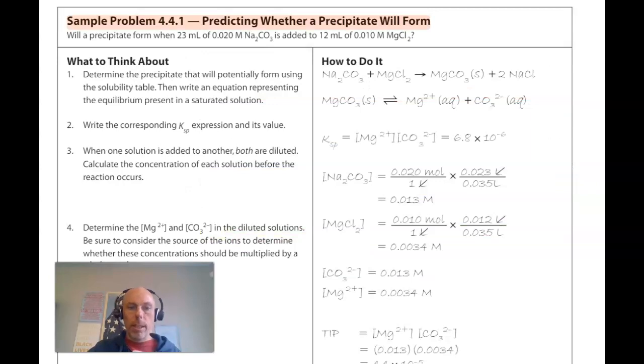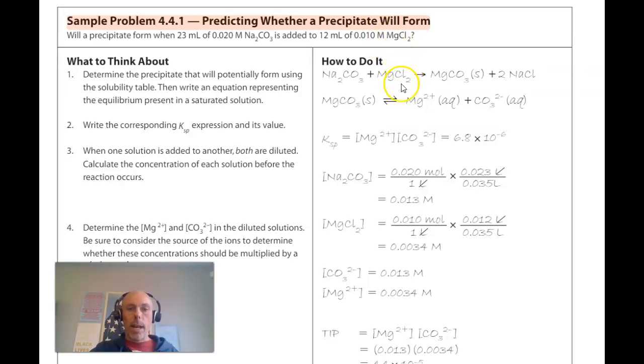So I flipped the page, looking at sample problem 4.4.1 here. The question reads, will a precipitate form when 23 milliliters of a 0.02 molar sodium carbonate solution is added to 12 milliliters of a 0.010 molar magnesium chloride solution?